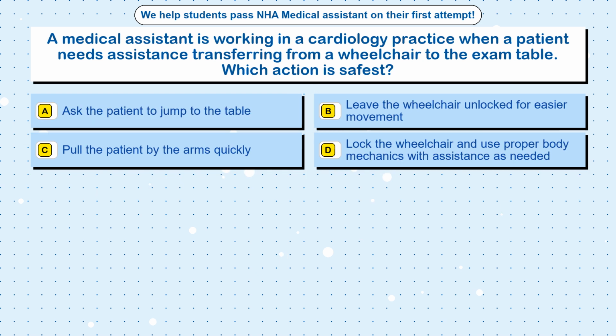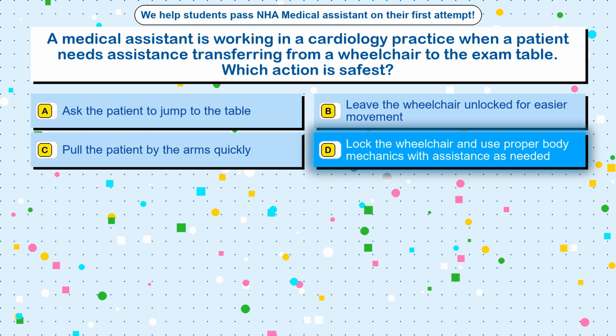Question 89. A medical assistant is working in a cardiology practice when a patient needs assistance transferring from a wheelchair to the exam table. Which action is safest? Option A. Ask the patient to jump to the table. Option B. Leave the wheelchair unlocked for easier movement. Option C. Pull the patient by the arms quickly. Option D. Lock the wheelchair and use proper body mechanics with assistance as needed.